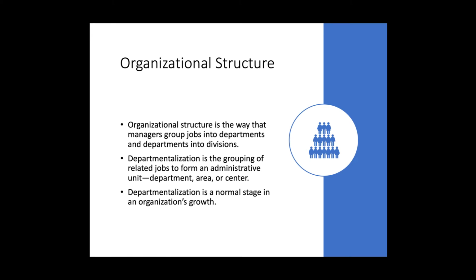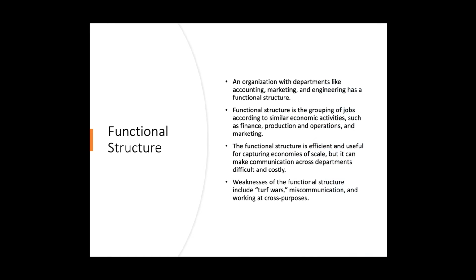You can easily see why in a company of 30 people, it does help to have a separate accounting department and a separate sales group, and then to have managers over each of those departments. That's just an easy example of why that third bullet point, departmentalization, is a normal stage in an organization's growth.